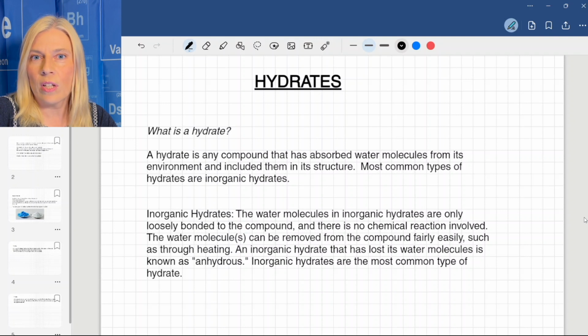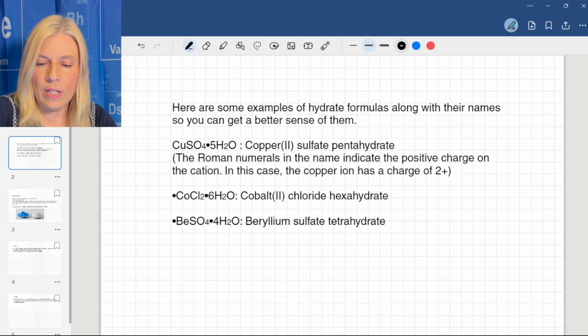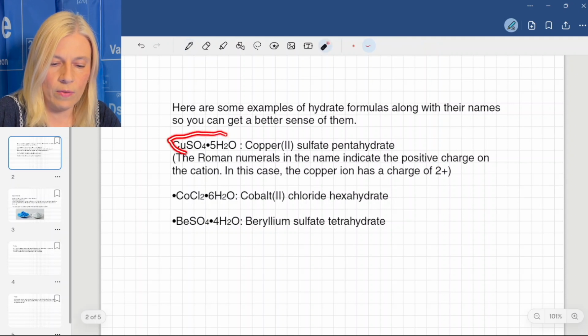And when the water is lost, you are left with an anhydrous compound, that means with no water, all the water is removed. So here is an example of a hydrate along with the name. So here we have a formula. So here is the formula of a hydrate.